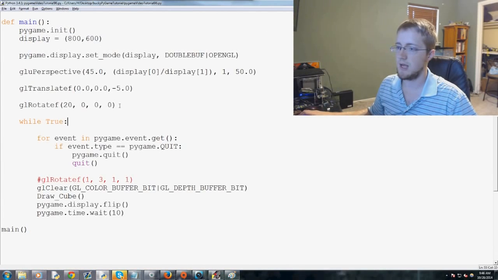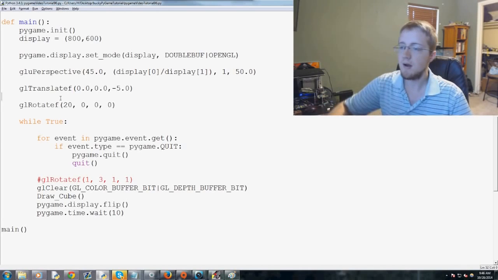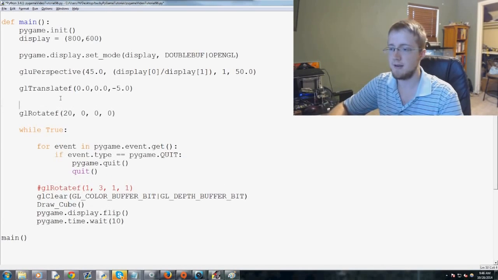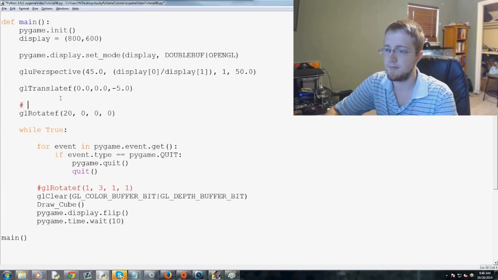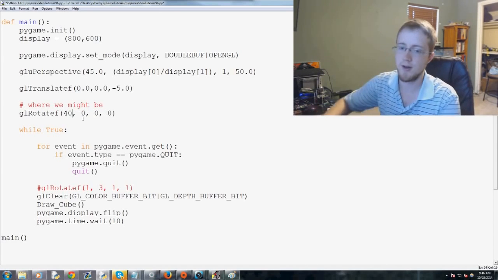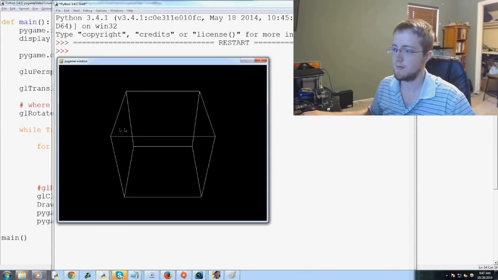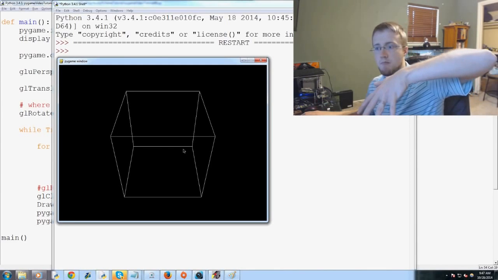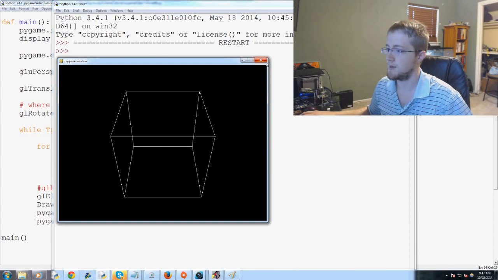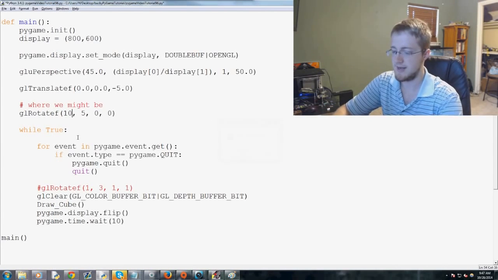Now let's talk about the various functions we have. We have glRotate, and this is basically where we might be. Let's make this 40, and then let's make this a 5. Okay, so that's your X parameter. And you see how we're almost above the cube. That's a different perspective for us. And then we can make this 10.